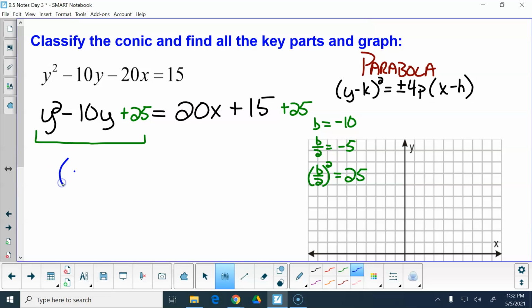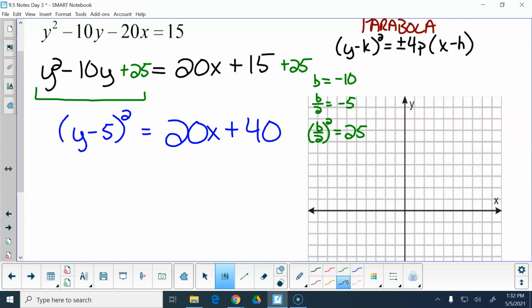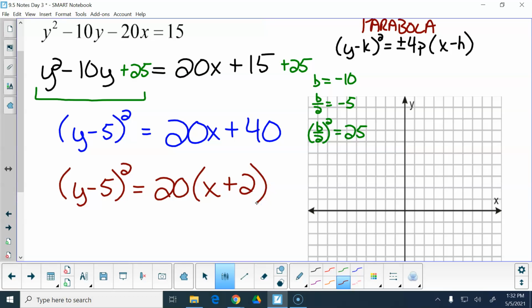Left side simplifies down to y minus 5 quantity squared. Right side simplifies to 20x plus 40. Still not in the same form because I need to factor out that coefficient on my x term on the right side. So the final form of this parabola would be this: y minus 5 quantity squared is equal to 20 times the quantity x plus 2.